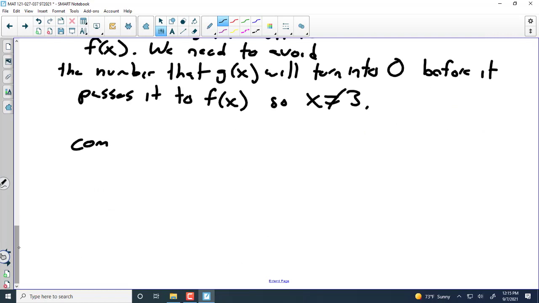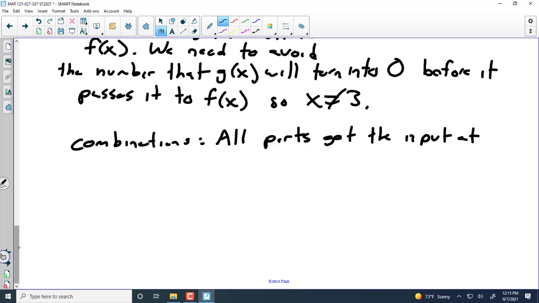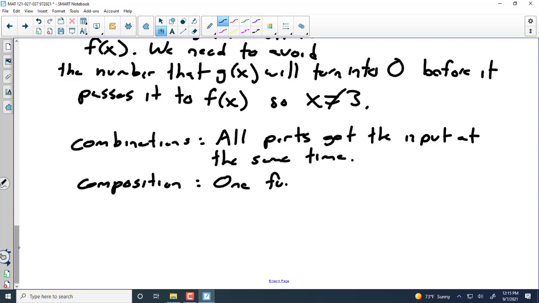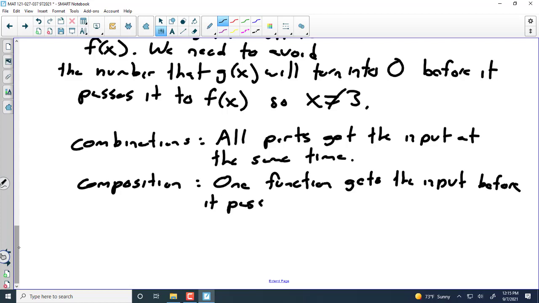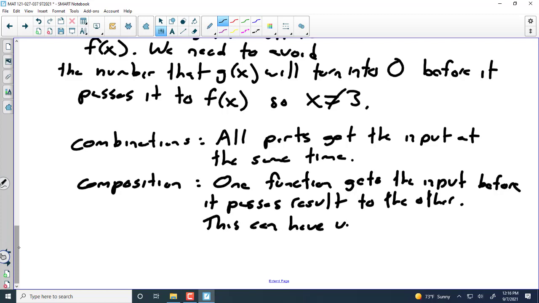So combinations, all parts get the input at the same time. With a composition, one function gets the input before it passes the result to the other. This can have unexpected impact on domain.